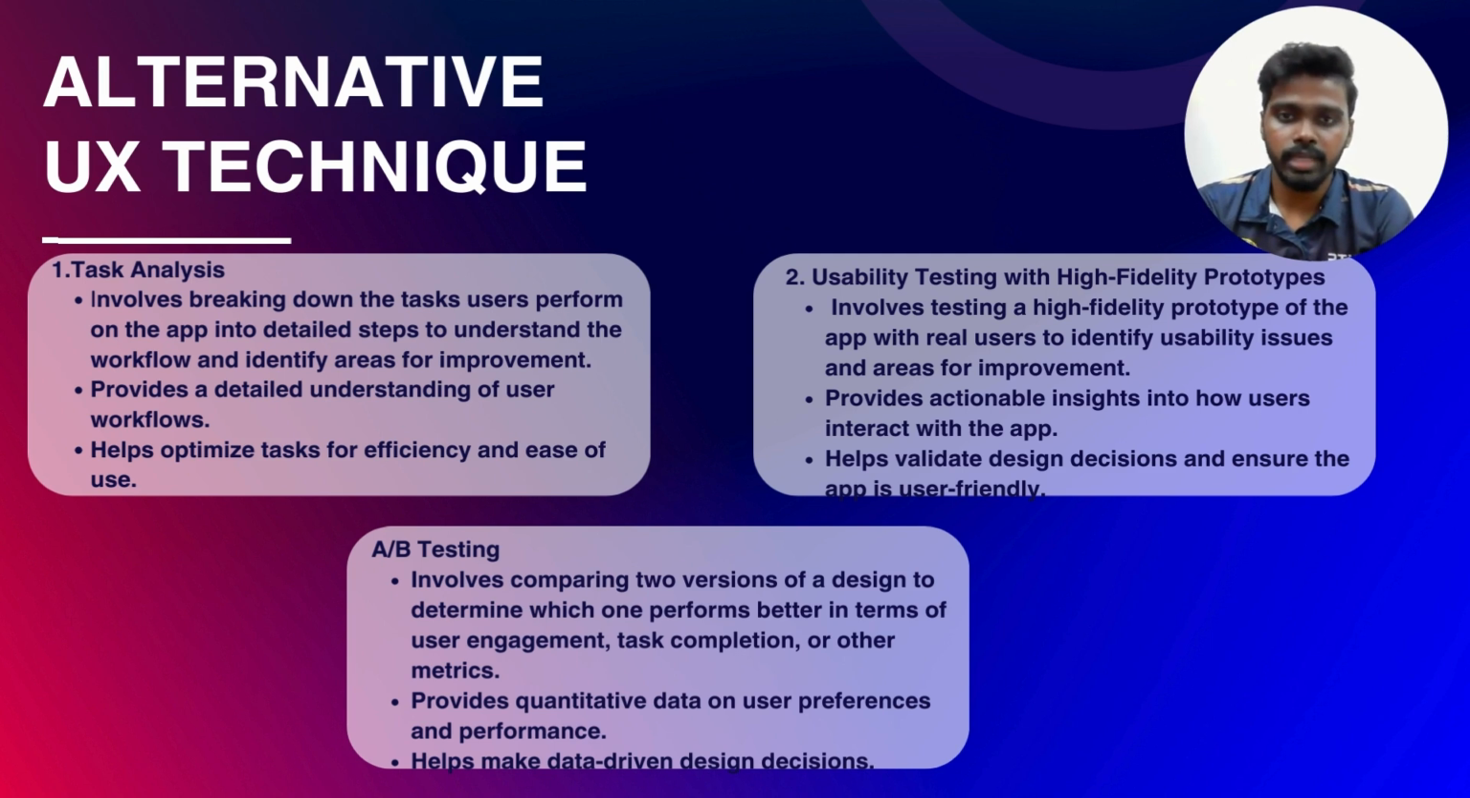The third technique will be A/B testing. It involves comparing two versions of a design to determine which one performs better in terms of user engagement, task completion, and other metrics. So the benefits are that it provides quantitative data on user preference and performance. It helps make data-driven design decisions.